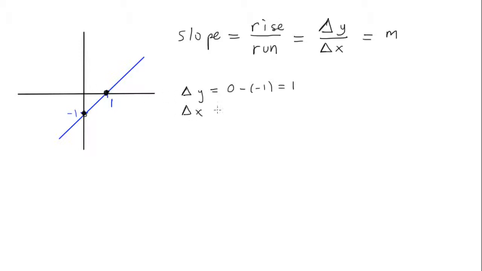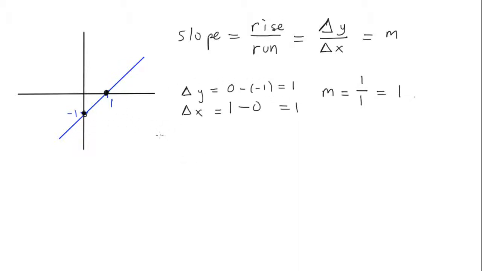Similarly, delta x, we end at the x-coordinate 1. We started at the x-coordinate 0, and so that's also 1. So in this example, our slope is 1 divided by 1, which is 1.